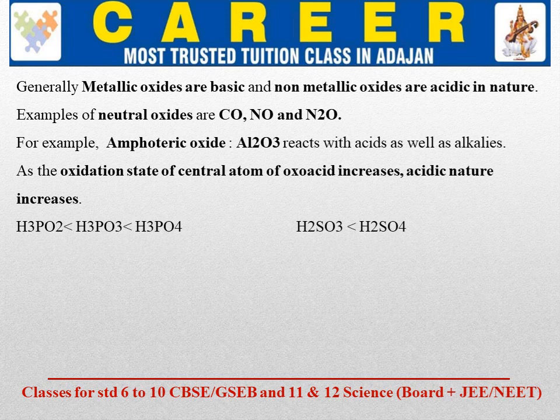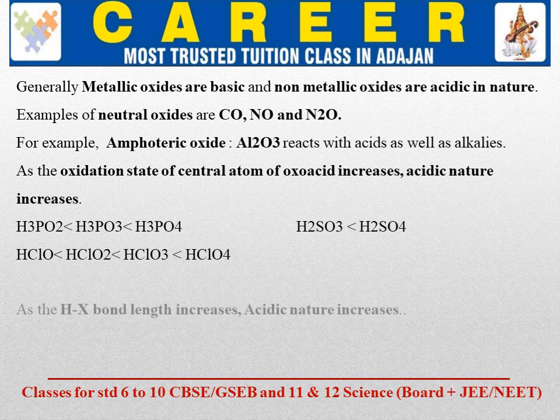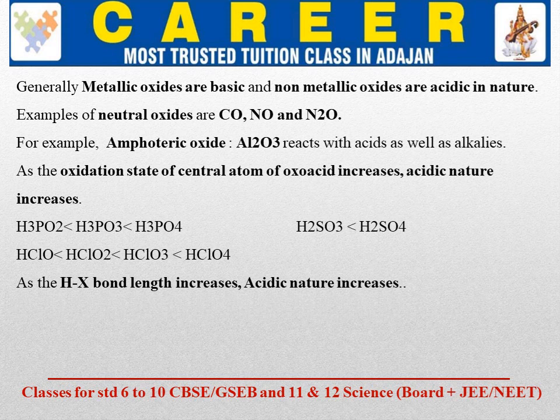That is the reason that H3PO2 is less acidic than H3PO3, which is less acidic than H3PO4, or sulfurous acid is less acidic than sulfuric acid. HClO is less acidic than HClO2, than HClO3 and HClO4. As the H-X bond length increases, acidic character increases. That is the reason that HF is less acidic and HI is more acidic.